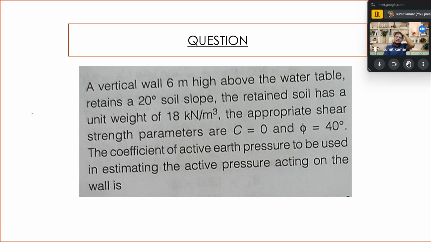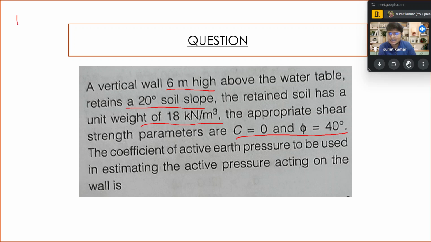The next problem states that a vertical wall of 6 meter height, above the water table, retains a 20 degree soil slope. You underline the important things. The retained soil has a unit weight of 18 kilonewton per meter cube and approximate shear strength parameters C equal to 0, phi equal to 40 degree. The coefficient of active earth pressure is used to estimate the active pressure conditions. So over here, what is mentioned?